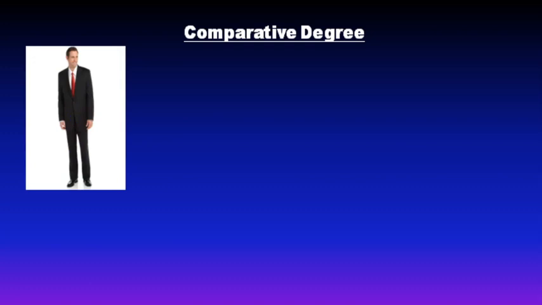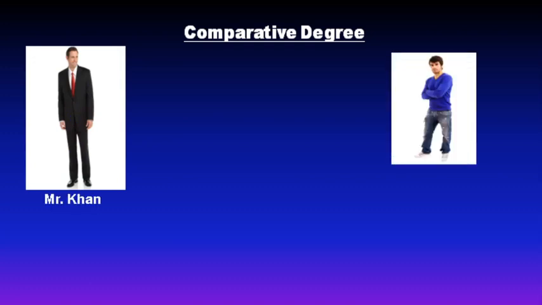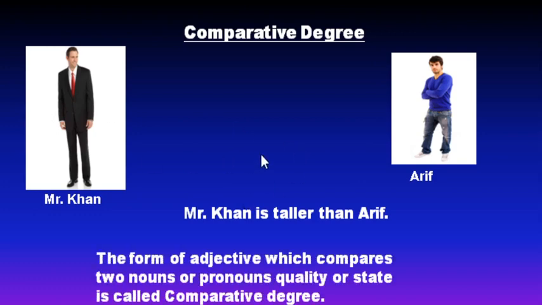Next, comparative degree. You can see the picture. In the first picture, he seems taller than in the second picture. So Mr. Khan is taller than Arif. So in case of comparative, we are using a different form. In the positive form, we merely use tall, but when we compare between two persons, then you have to use the second form, that means taller. Mr. Khan is taller than Arif.